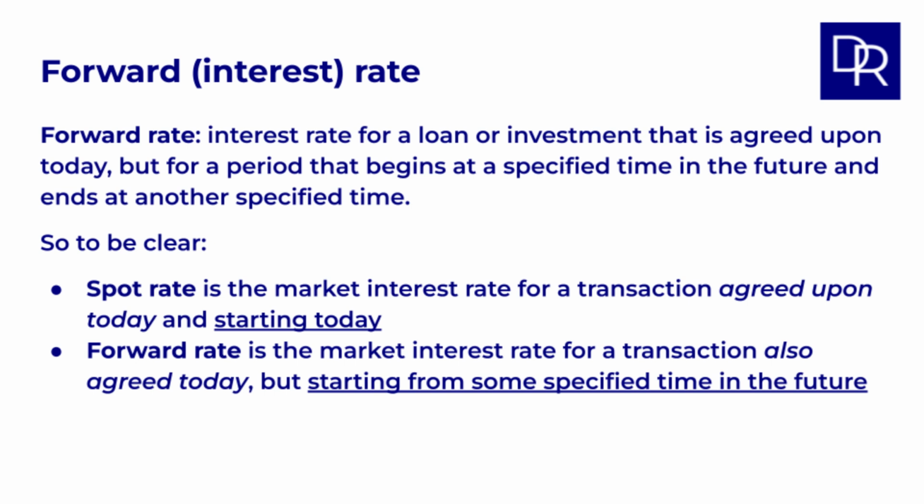A forward rate is the market interest rate for a transaction also agreed today, but starting from some specified time in the future. Now we'll use a simple borrowing example to see exactly how no-arbitrage conditions mathematically determine the forward rate from spot rates. Imagine you need to borrow 100 units of currency for 2 years. You have 2 ways you could do this.